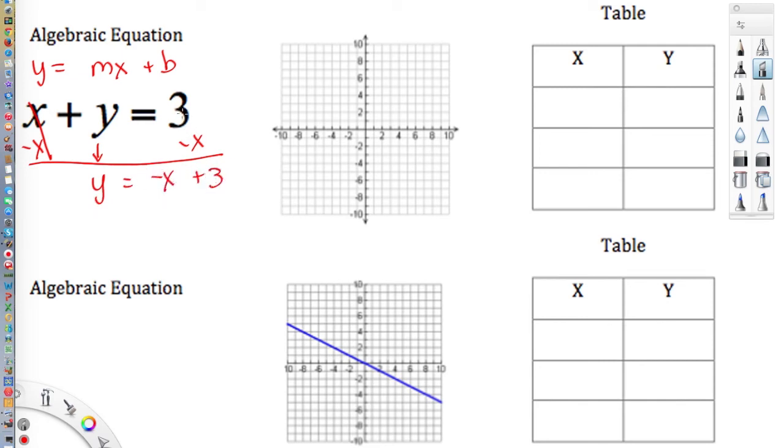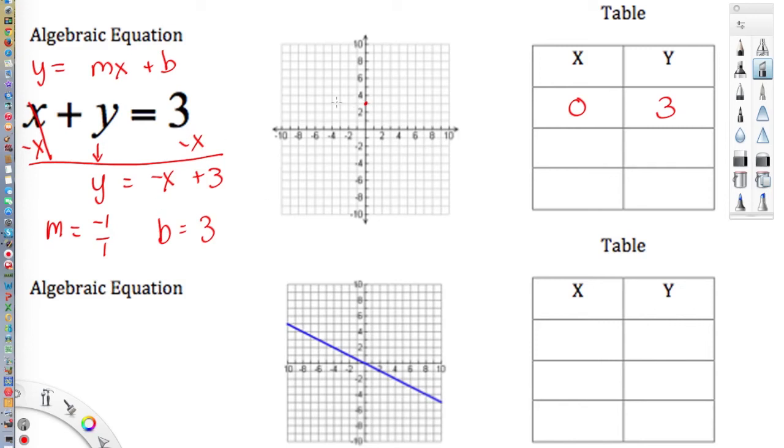Now, I bumped this around. Somebody said, well, Mr. Yerk, shouldn't it be 3 minus x? Yeah, but minus x is the same thing as negative x, and 3 is the same thing as plus 3. So I just flip them around so that it's in the slope-intercept form. This would mean then that my slope is a negative 1, and my y-intercept is at 3. Now I can begin to graph. So when x is 0, y would be 3. So that's my starting point.